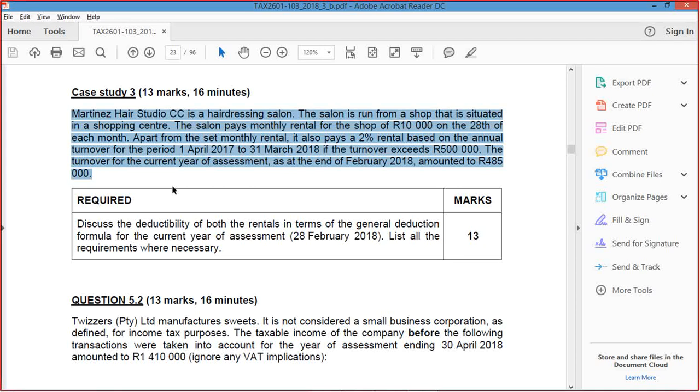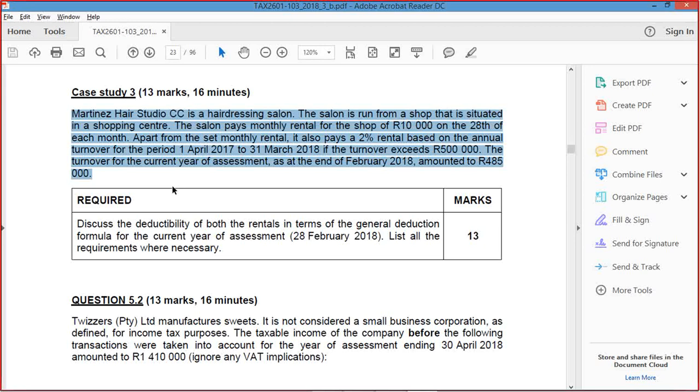Okay, just give me a second, sir. Let's see how that goes. This is something that I have seen them ask students in the past. It's a very common exam question. General deduction formula. So on page 23, case study 3, the one on screen. Do you mind if I read it quickly? Read it out loud so we can discuss it.